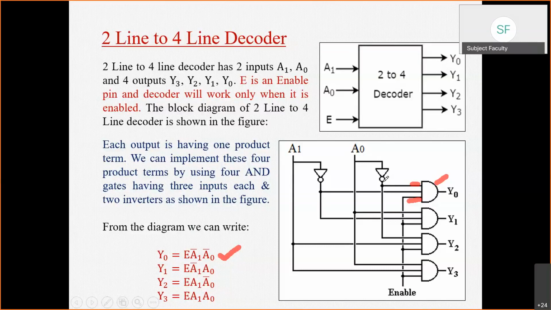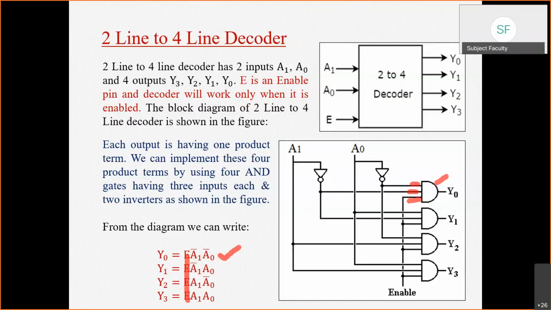Here you can observe that the enable pin is common to all. If I neglect the enable pin just for a while, then you can observe that these are nothing but the min terms: A1 bar A0 bar, A1 bar A0, A1 A0 bar and A1 A0. We have already seen these min terms while discussing K-maps in the earlier unit. So this is regarding the 2-line to 4-line decoder.